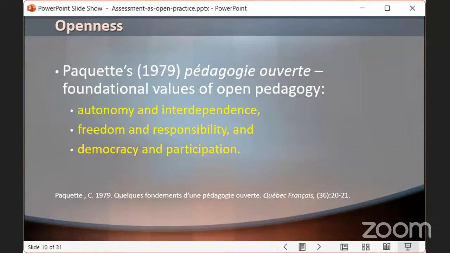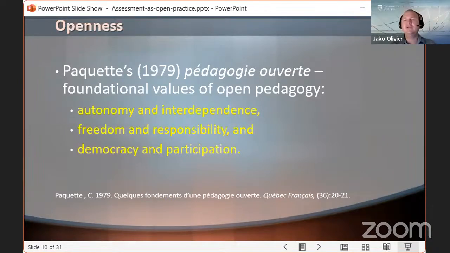And this arcs back to the older ideas of what is associated with open pedagogy, of it promoting autonomy and interdependence, freedom and responsibility, and also the democracy of participation, which is highly important in an open view.